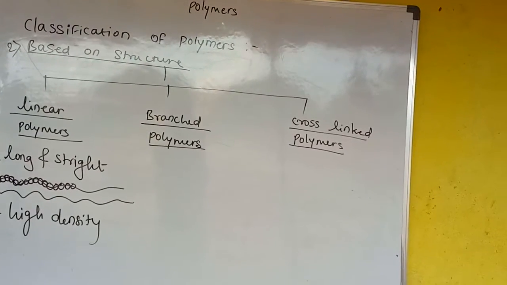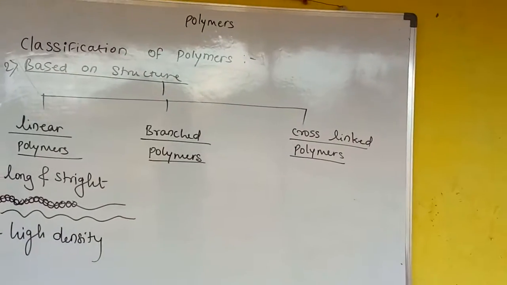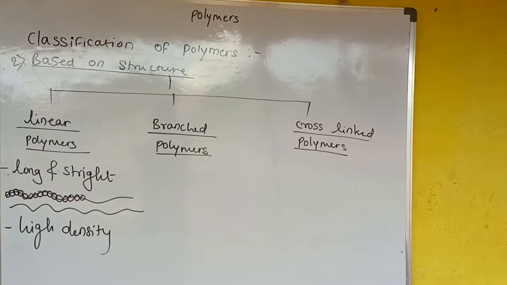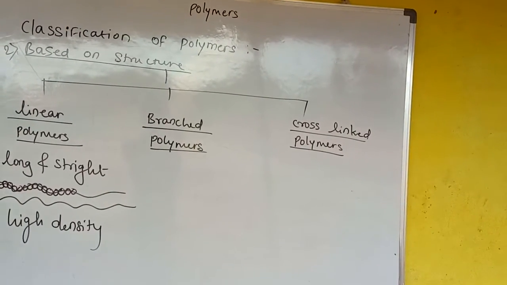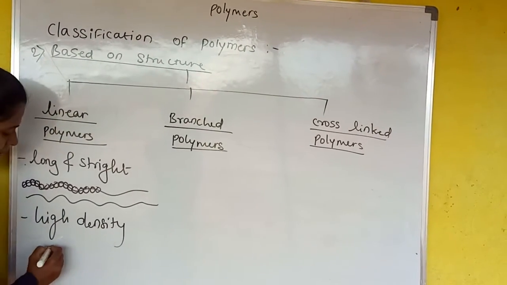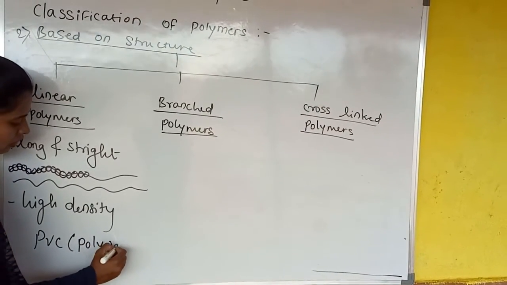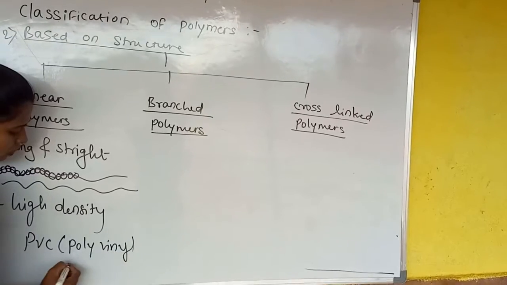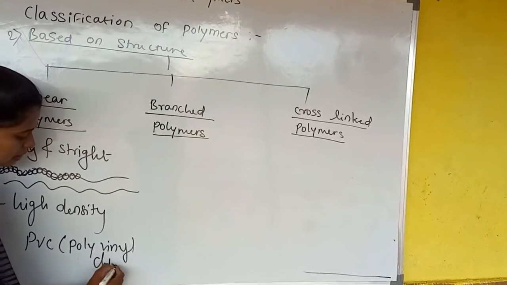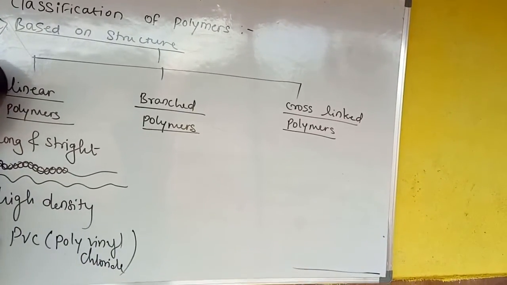Okay, so the example of linear polymers is polyvinyl chloride. That is what we say, PVC, polyvinyl chloride. That is the example of linear polymer.